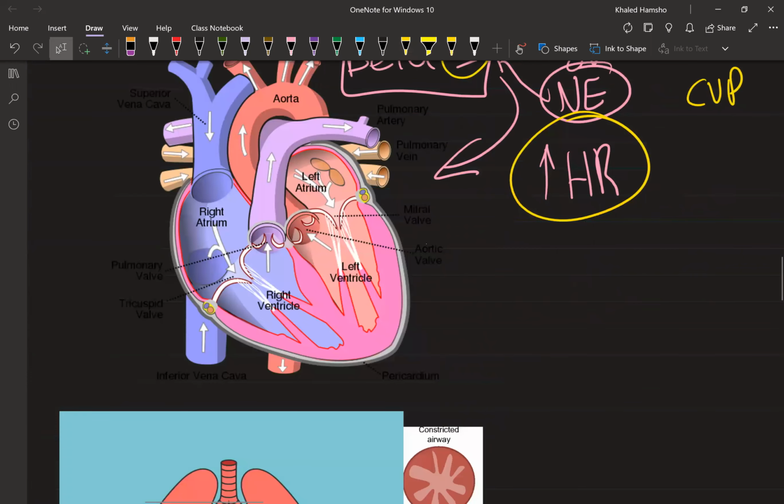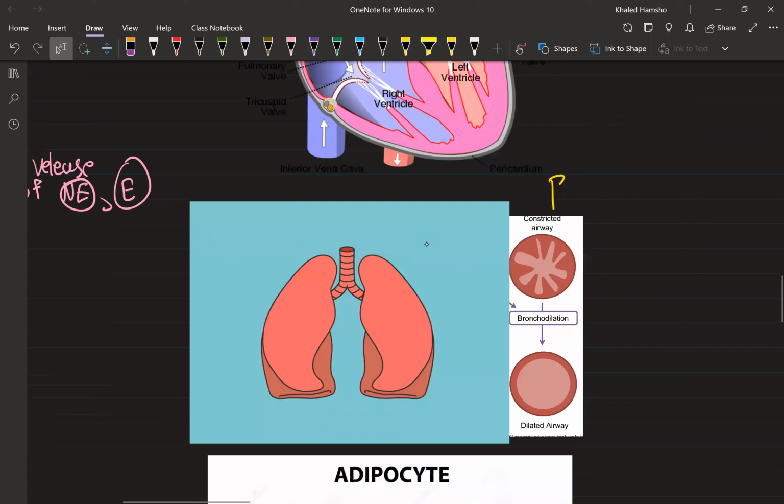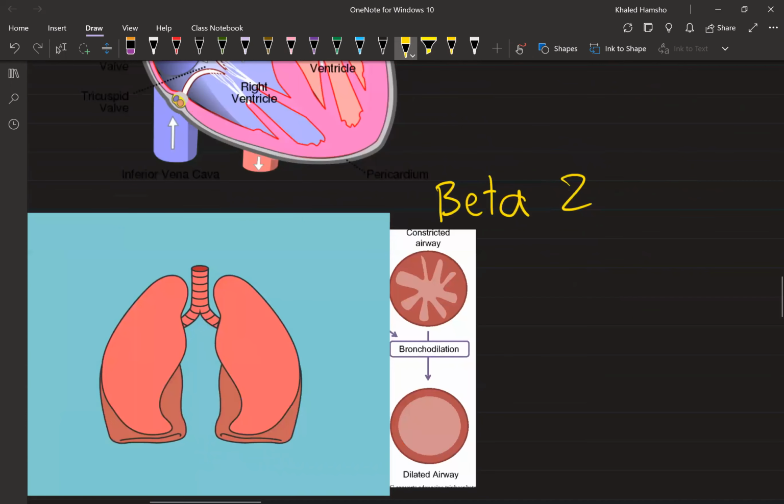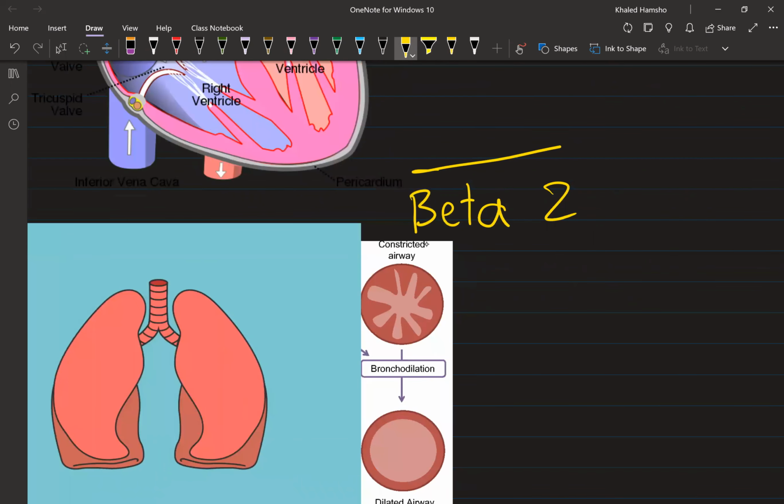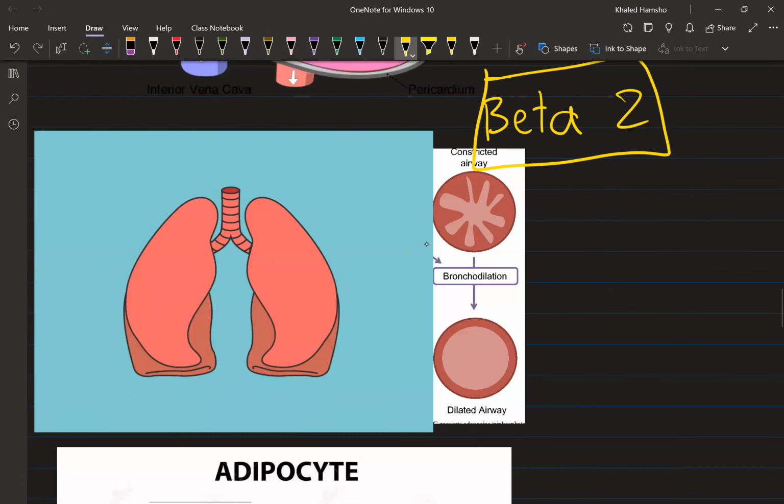For the lungs, it's the beta 2 receptor. Generally, the lungs have beta 2 receptors, which in this case are on the airway over here. This is the beta 2 receptor. What happens is the exact same thing: epinephrine or norepinephrine bind to this receptor, and what this causes is dilation of the airway.